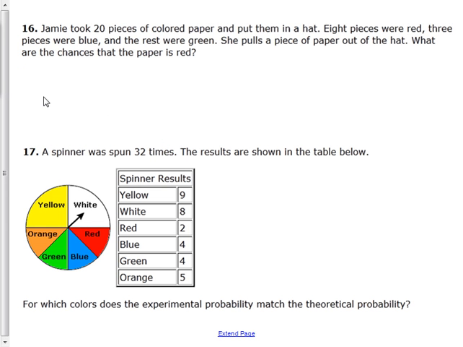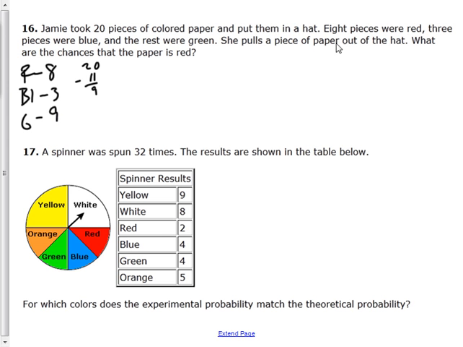Don't worry about the numbers here. Let's just look at the examples. Jamie took 20 pieces of colored paper and put them in a hat. 8 pieces were red. So I'm going to make a little list here. Red, 8. 3 were blue, so blue is 3. And the rest were green. So I have green, and 8 plus 3 is 11. So 20 minus 11 is 9. So the rest were green, so 9 are green.